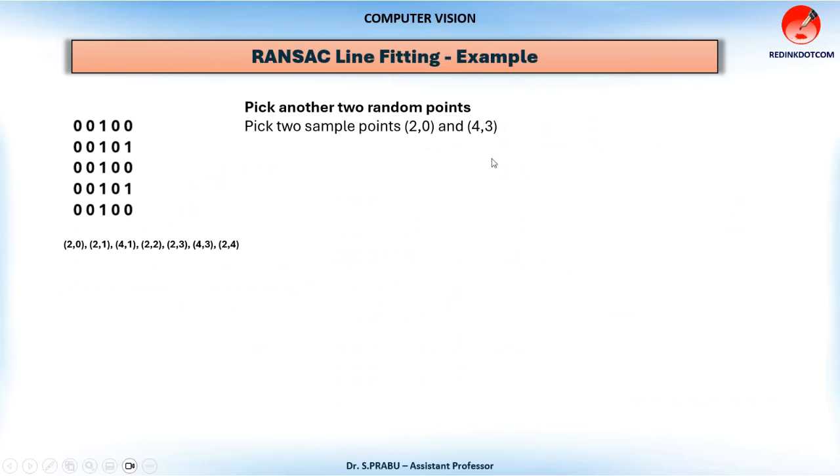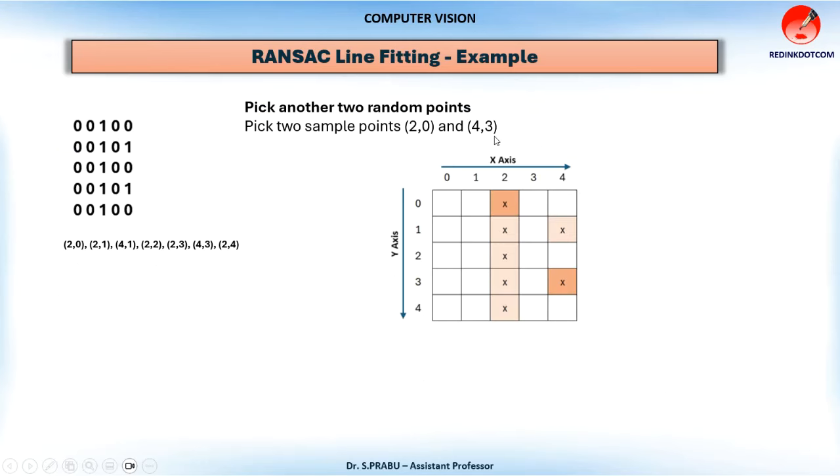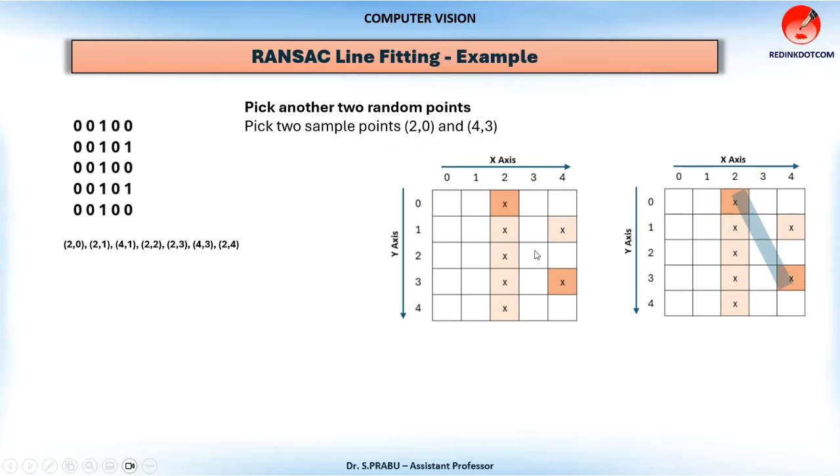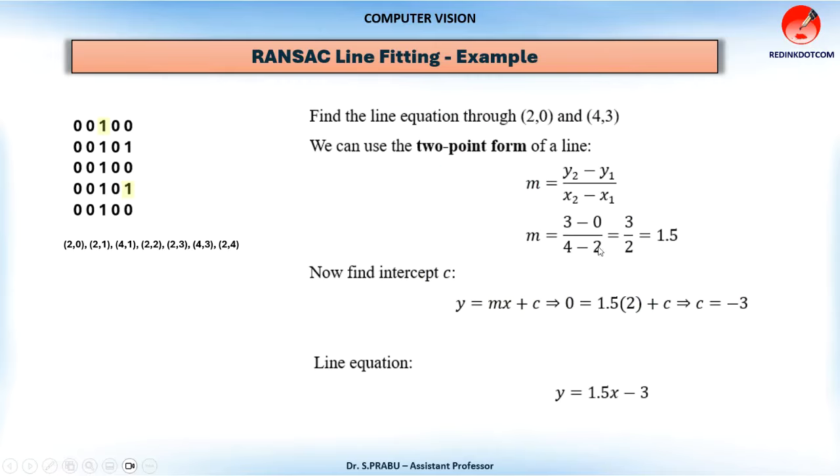I can choose another two values, that is 2, 0 and 4, 3. I can draw the candidate line and identify the line equation from this starting point and this end point. The slope becomes 1.5 and the line equation becomes y = 1.5x - 3.